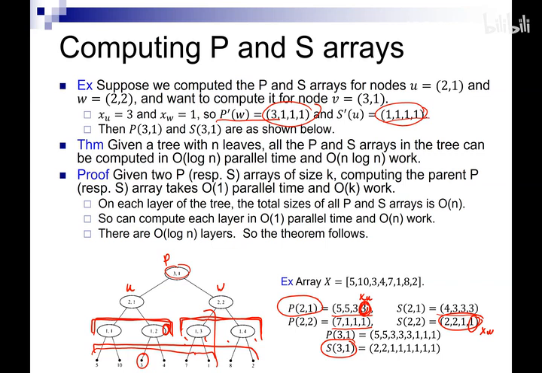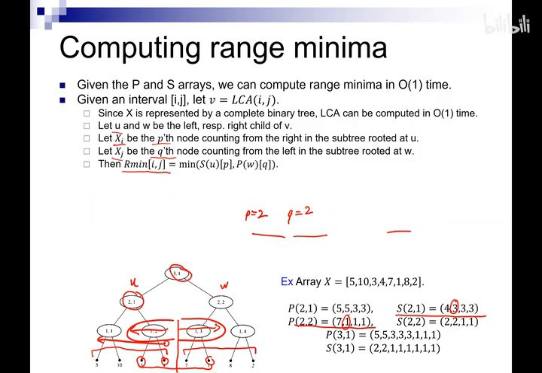The reason is that we're going to go from the bottom up. If we're at a node, and we know the P and the S arrays for its children, then we can compute the P and S arrays at that node itself in constant time. If these two children have a total size of k, then the amount of work is going to be order k.